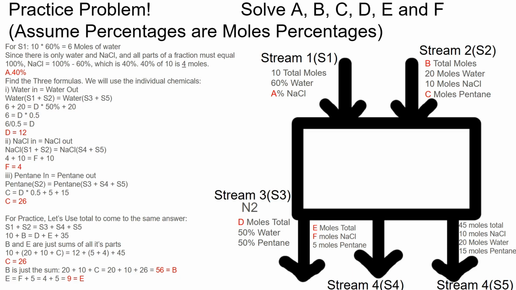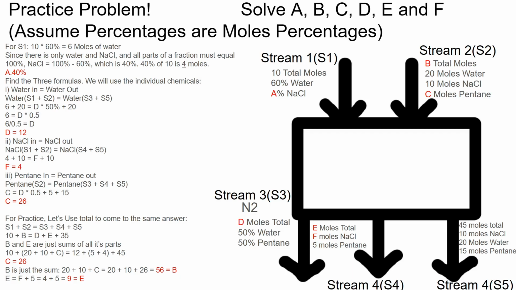Now, for NaCl, you have NaCl in stream 1 plus stream 2 is equal to the NaCl in stream 4 plus stream 5. That would be 4 plus 10 is equal to F plus 10, which is F is equal to 4. For pentane, you would have the pentane in stream 2 is equal to the pentane in stream 3 plus stream 4 plus stream 5. And that would be C is equal to D times 0.5 plus 5 plus 15, which is 26.